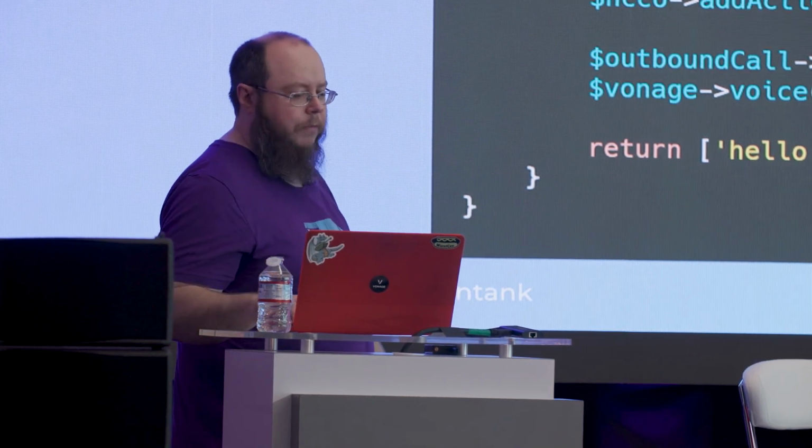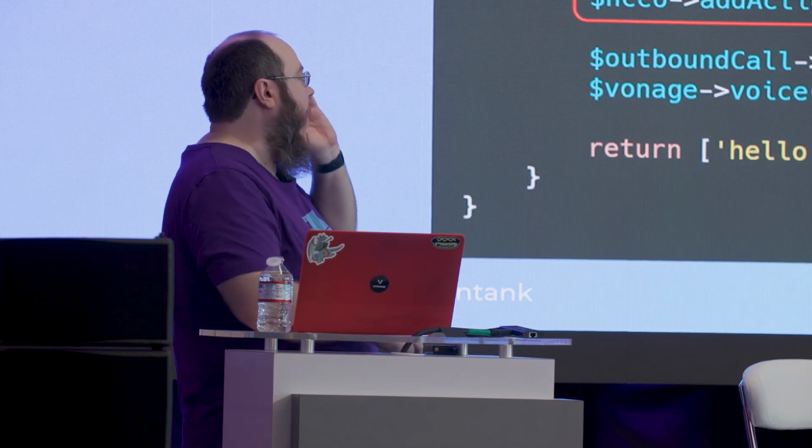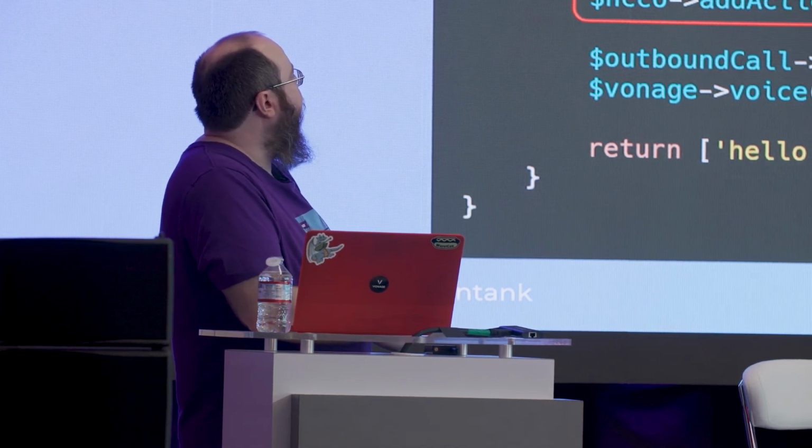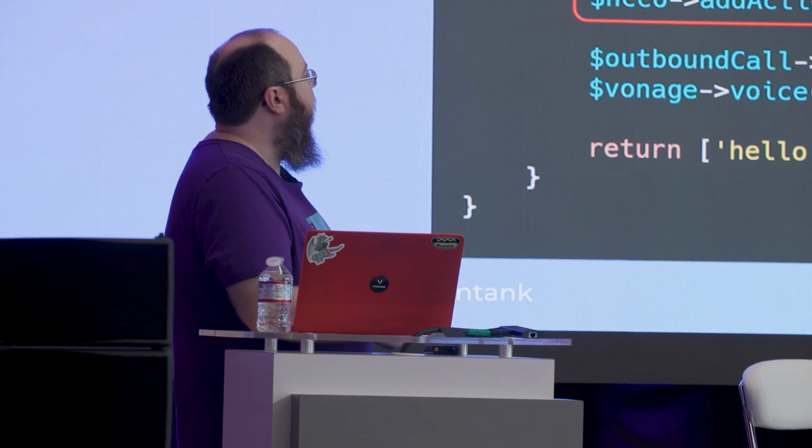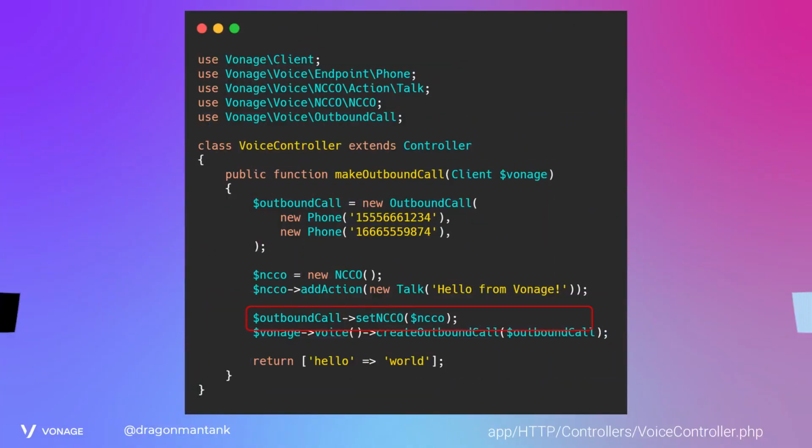So we're basically going to say, call this number from this other number. And I'll go over this in a little bit here soon, but we have these things called NCCOs, which are call control objects. And they are just actions for your call to make. So in this case, we're just going to do a talk action, and it's going to say hello from Vonage. We'll assign that series of NCCOs, in this case it's just one, but we'll assign whatever we have for that to our call, and then we will actually make that call.